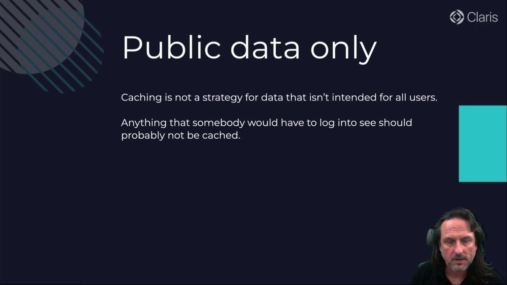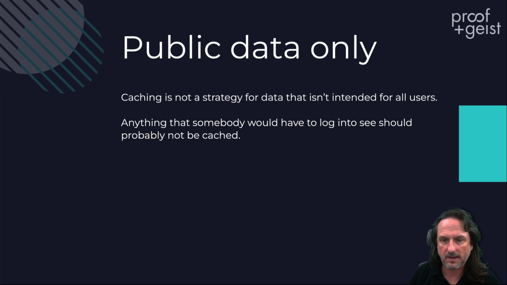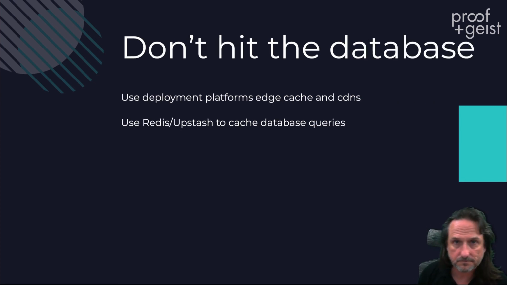important. Public data only. So you don't want to cache data that is private to a user. So if somebody has to log in to see that data, you shouldn't put it in the cache. That's just a basic rule. And so it's really for this kind of stuff that you don't have to log in to see. Blog posts, content for a web page, documentation, things like that.